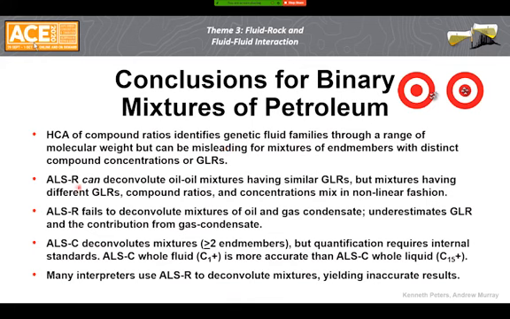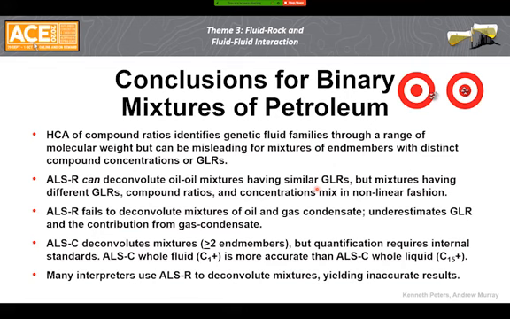Alternating least squares of ratios can deconvolute oil-oil mixtures having similar GLRs. For example, 2 oils from the same source rock separated by a sealing fault. The oils on one side might have had a little bit different filling history. Maybe this is a little more biodegraded. This is maybe a little more water washed. So some very slight differences. So the denominator in the ratios is going to be similar between these two.